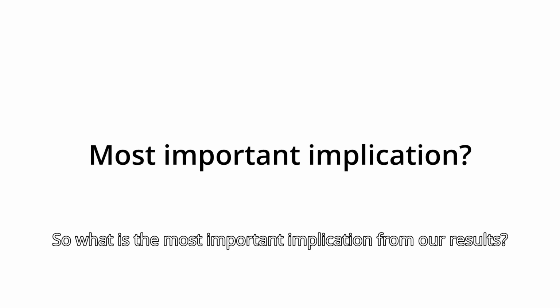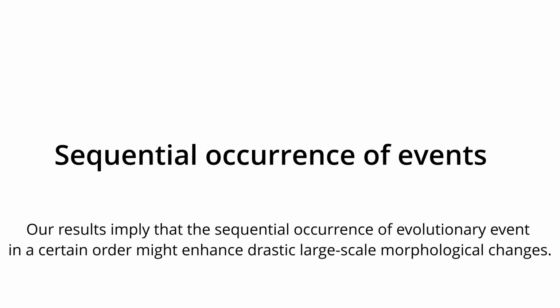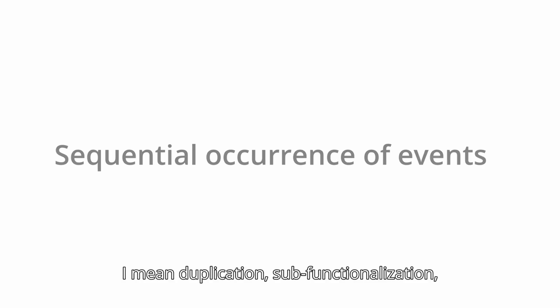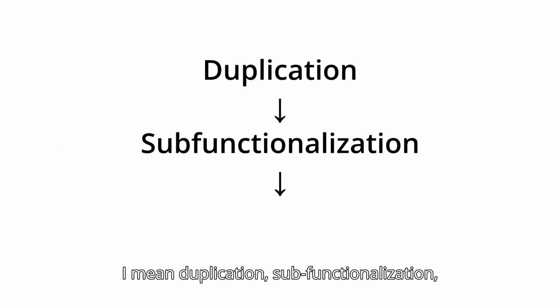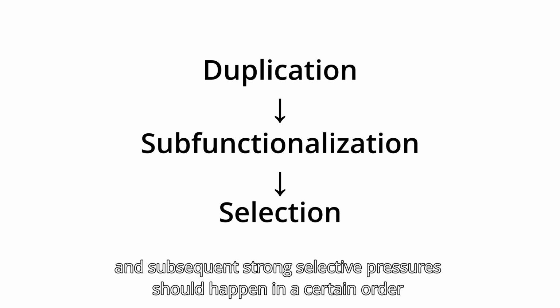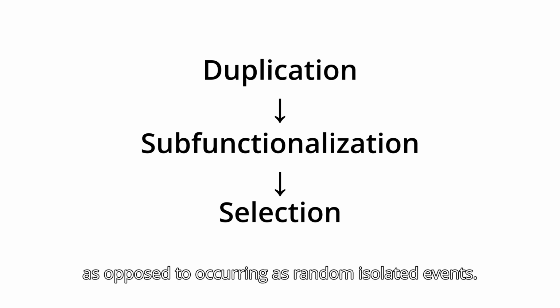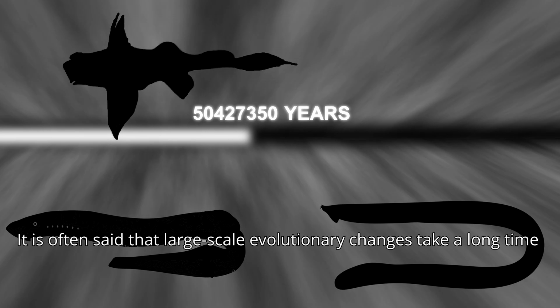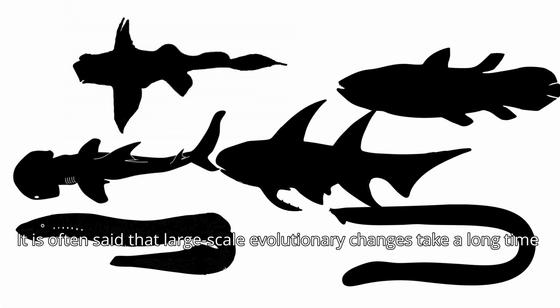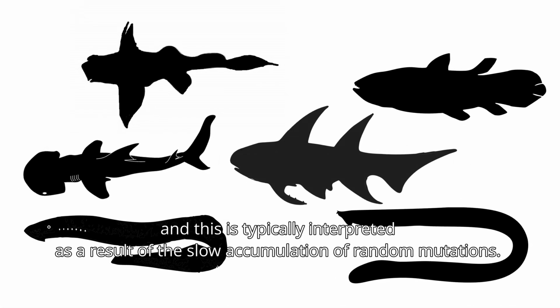So what is the most important implication from our results? Our results imply that the sequential occurrence of evolutionary events in a certain order might enhance drastic large-scale morphological changes. I mean, duplication, subfunctionalization, and subsequent strong selective pressure should happen in a certain order as opposed to occurring as random isolated events.